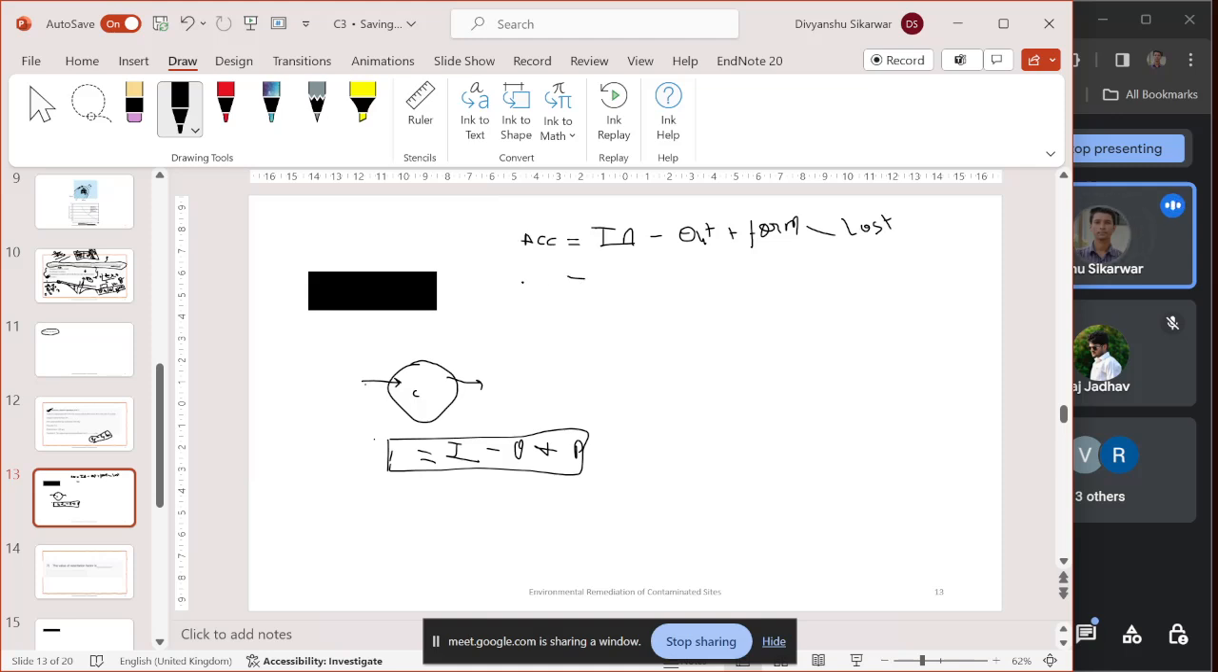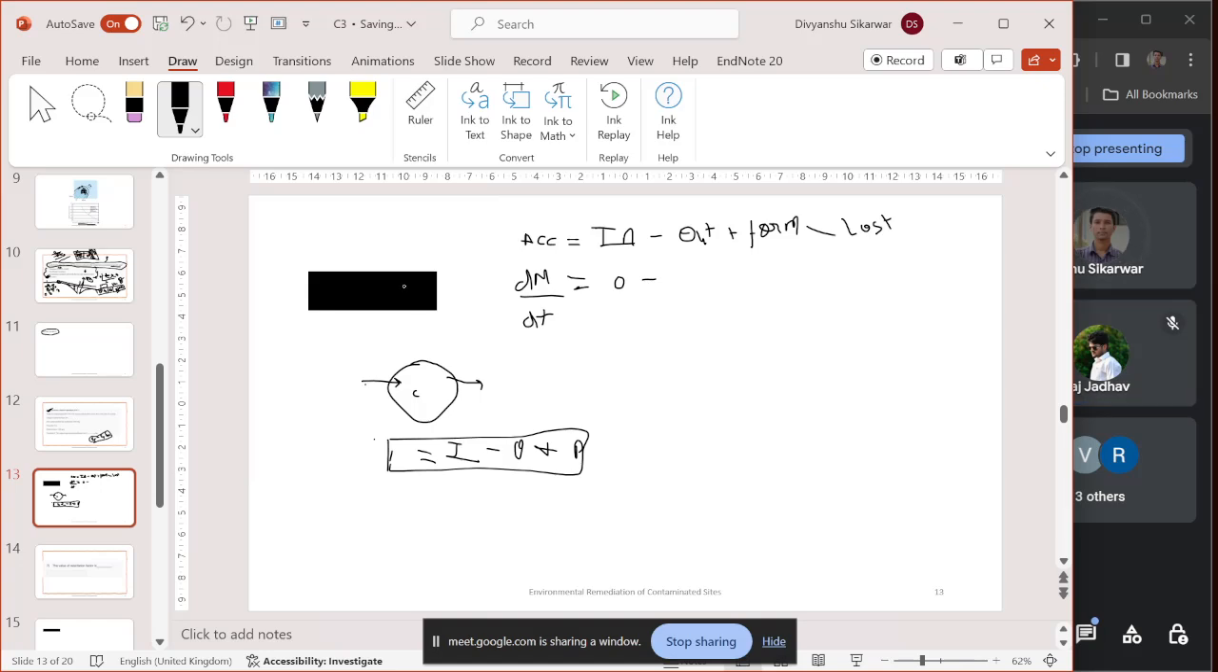So, if I take this as dm by dt, the variation of that contaminant with respect to time, we are not inputting any contaminant, right? So, input will be zero. We are trying to remediate the site. So, we are taking out the contaminant.